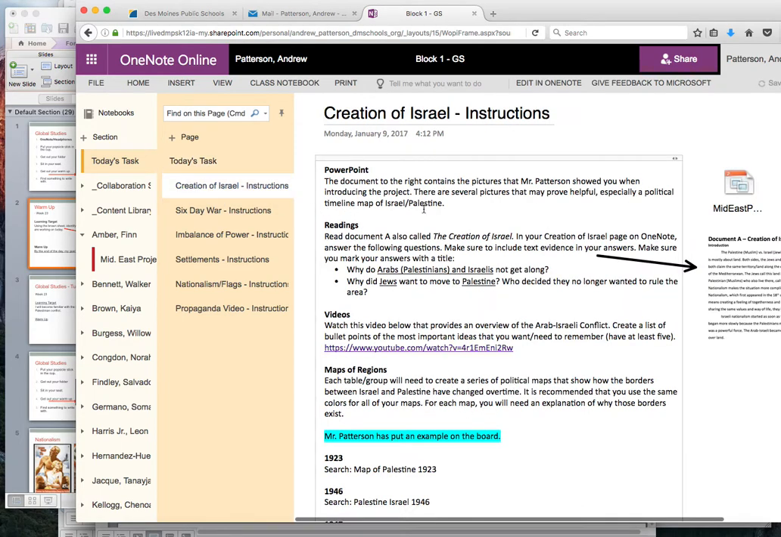This is where he's getting his instructions. So once again, I'm clicking on this arrow, Middle East project, and I find the same one. So, creation of Israel. In order to complete creation of Israel, you have to look at a PowerPoint, do readings, watch a video, and create a couple maps.